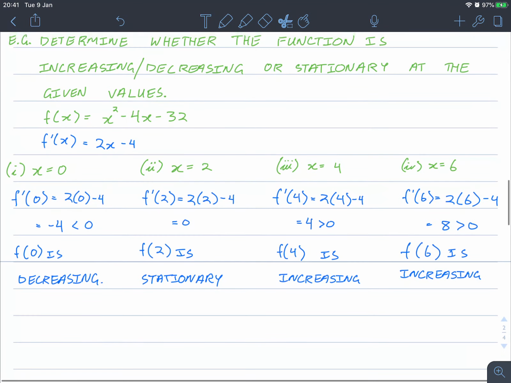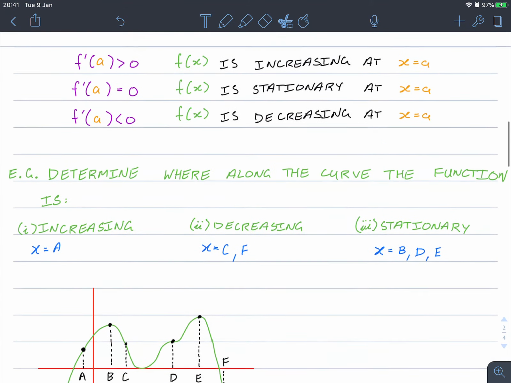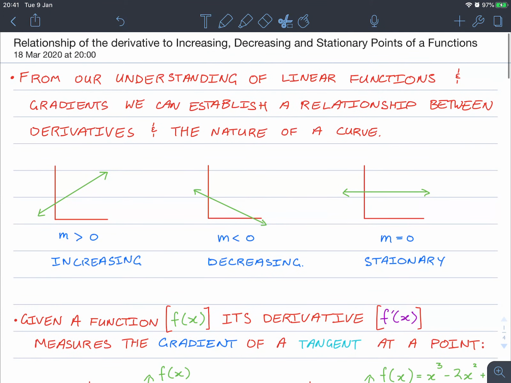So I hope that gave you an insight into the relationship between derivatives as well as the nature of the point and their gradients.